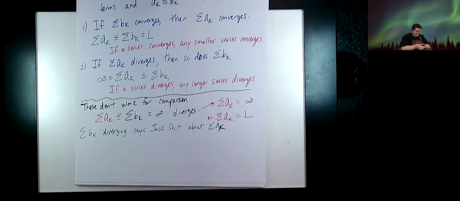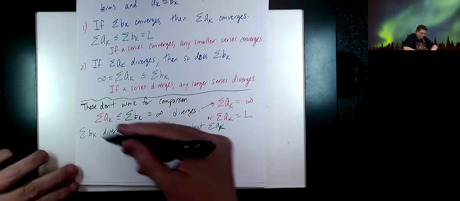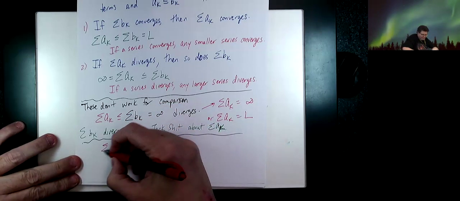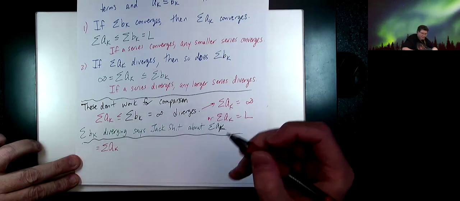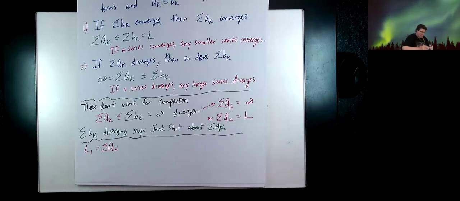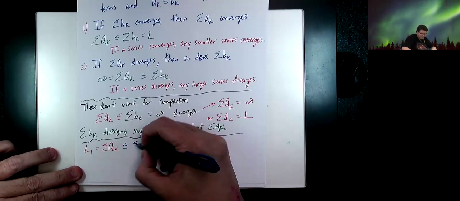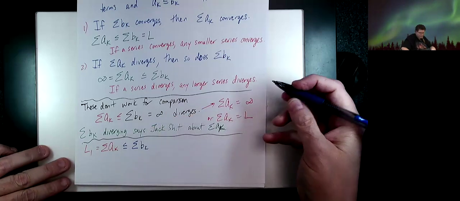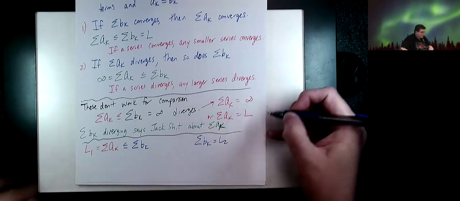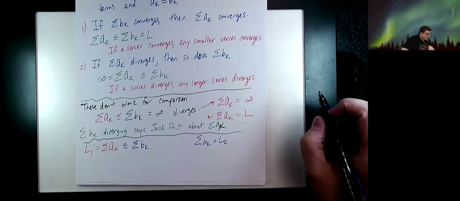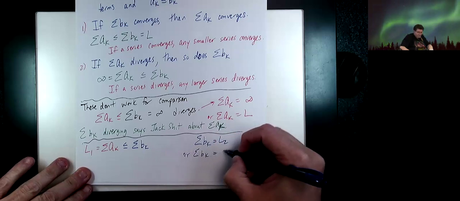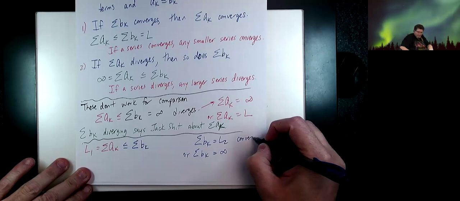And then the alternative, the other one that doesn't work: the summation of A sub K could converge. Let's say it equals L1. And we know B sub K is greater than it. Well, B sub K could go to a limit like L2, maybe even the same limit, or it could go to infinity. So we have convergent or divergent.